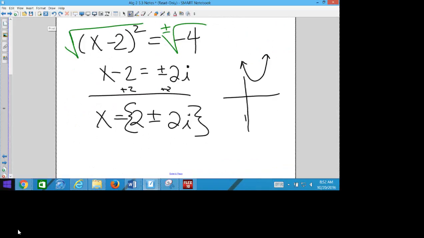All right, this would be a graph where you graph it on your calculator. It doesn't actually have x-intercepts. We can solve to find what makes this equation 0, but graphically it doesn't have x-intercepts because they're imaginary.